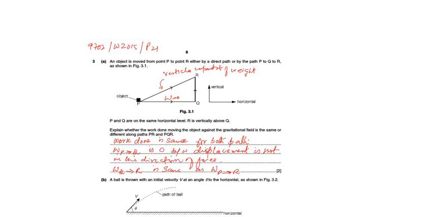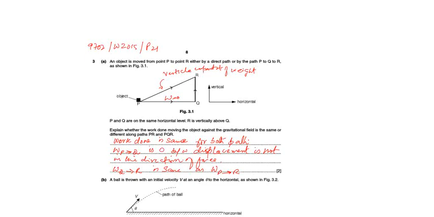An object moves from point P to point R either by a direct path or the path P to Q to R. P and Q are on the same horizontal level and R is vertically above Q. Explain whether the work done moving the object against the gravitational field is the same or different along the path PR and PQR.